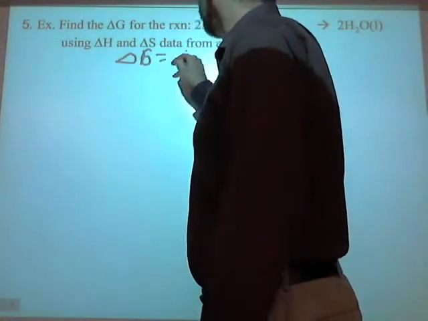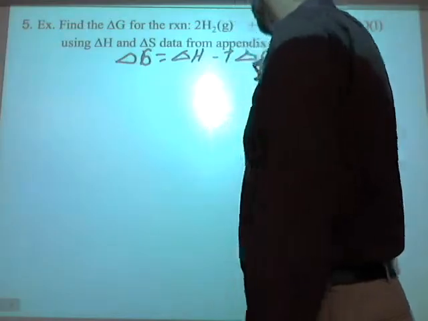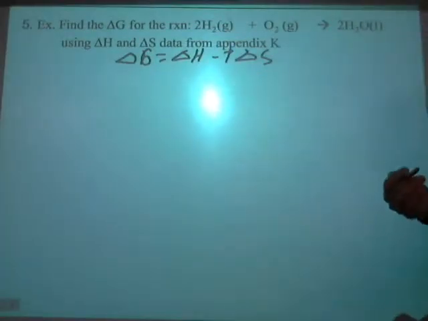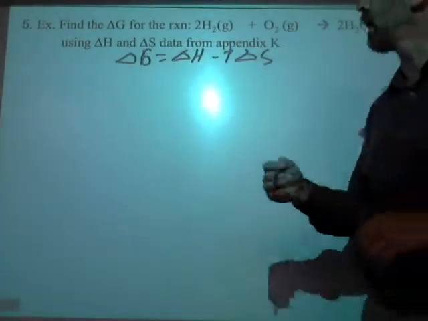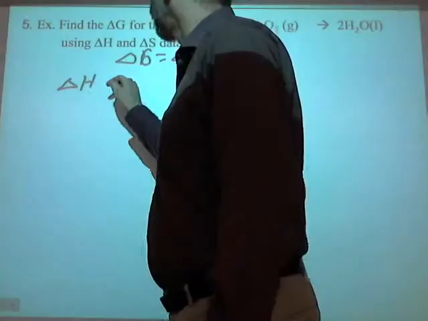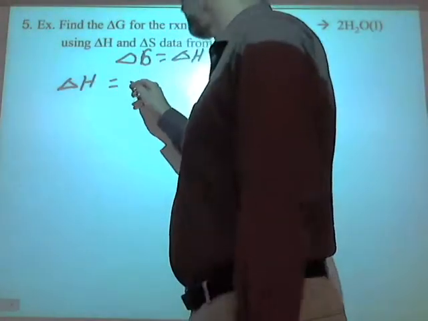Delta G equals delta H minus T delta S is, of course, the hard way. You have to do it that way. I'm going to ask you to do it both ways in the test. You would solve for delta H first. You would use delta H from the back of the book.